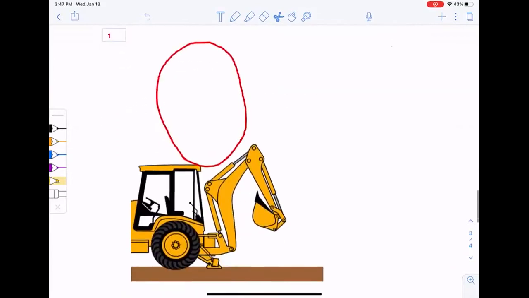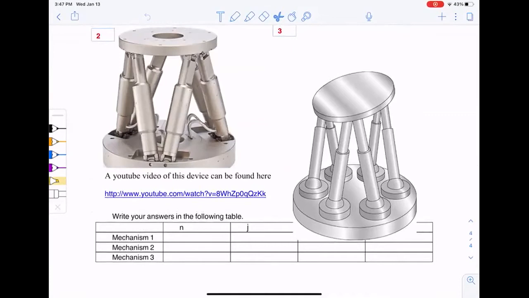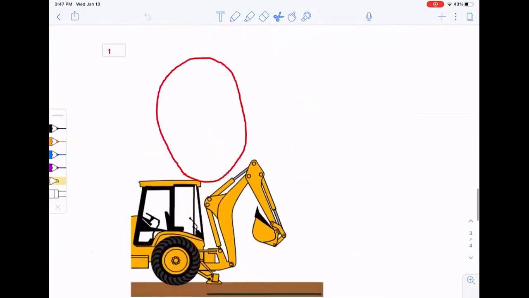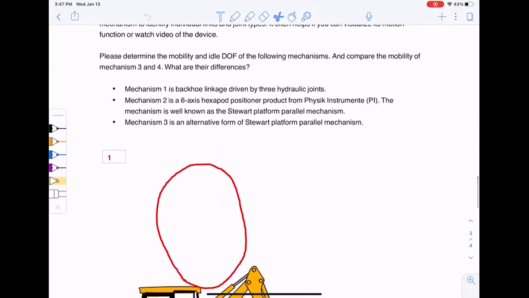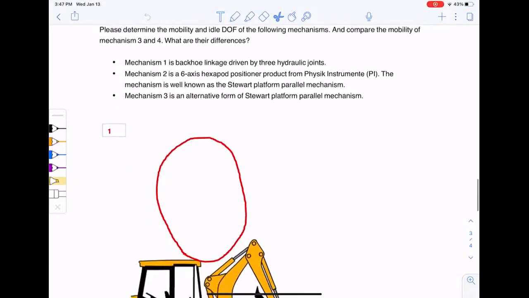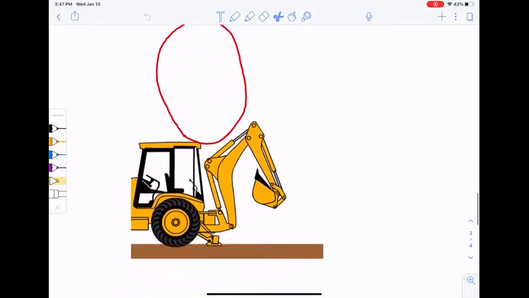It often helps if you can visualize its motion, function, or watch a video of the device. So we have provided a video for this mechanism, which is over here. So let us go ahead. Please determine the mobility and idle DOF of the following mechanisms and compare the mobility of mechanism 3 and 4. What are the differences? Mechanism 1 is a backhoe linkage driven by three hydraulic joints. Let us start with mechanism 1, and I'll be reading the points for mechanism 2 and mechanism 3 as we go further to solve them.